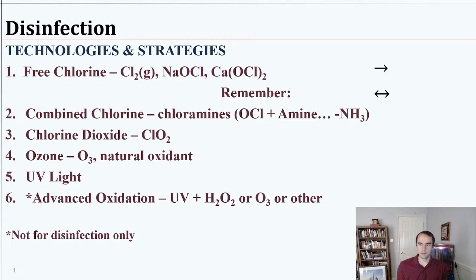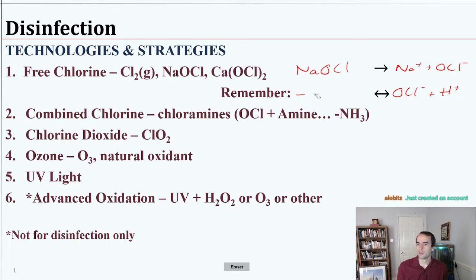So these free chlorine reactions will look something like, I'll take NaOCl, and that'll dissociate into Na plus and OCl minus. And remember, I think I mentioned last time that HOCl will be in equilibrium with OCl minus and H plus. You rewrite that a little bit.